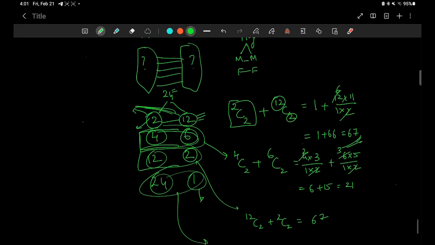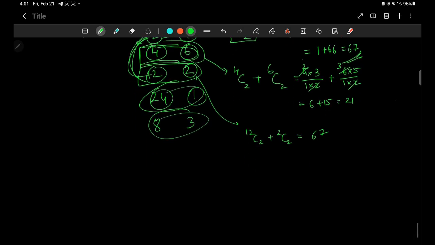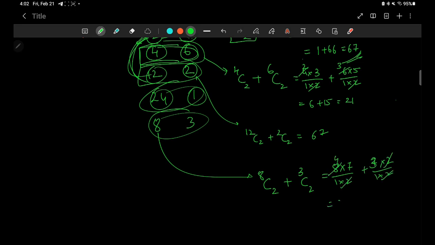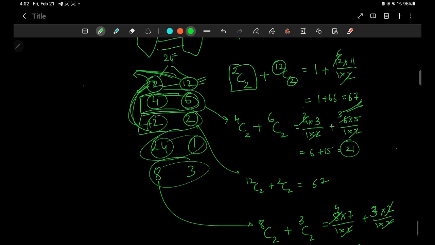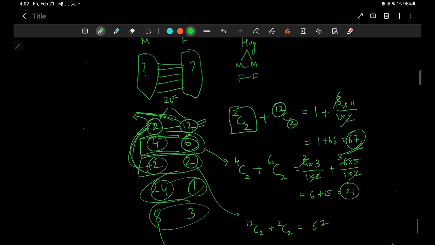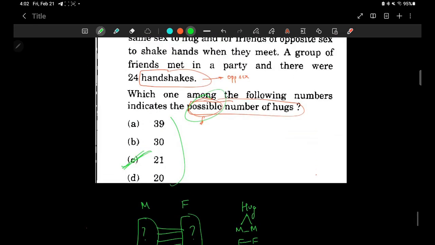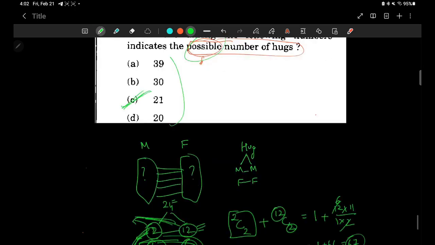I think we missed out one more here. Oh wait, these two are same only. We missed out one more. 8 and 3. 8 and 3, 8C2 and 3C2. How much is it going to be? 8 into 7 by 1 into 2. Then 3 into 2 by 1 into 2. How much is this? 28 plus 3, that is 31. So these are the possible values, 67, 21 and 31. Among this, only 21 is there in the option, so 21 is the right answer. Okay, I hope you understood this.